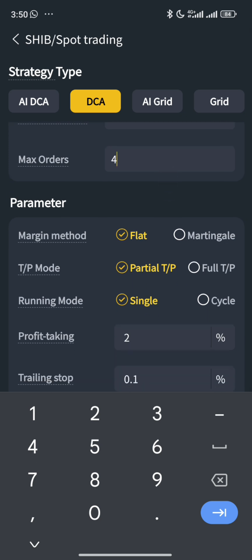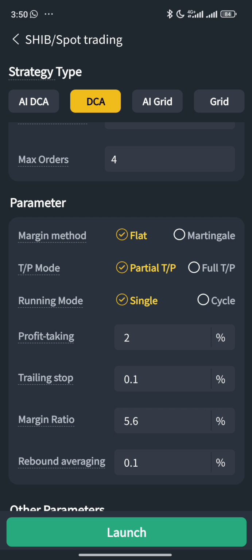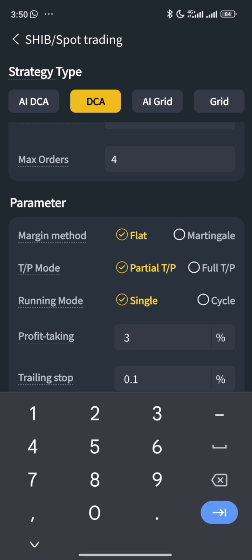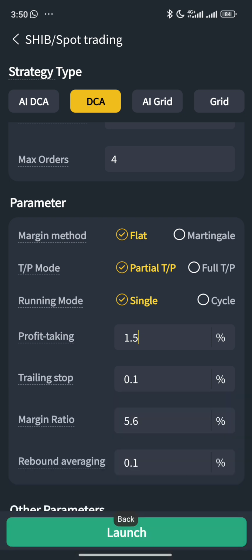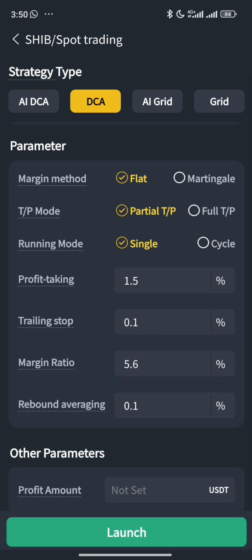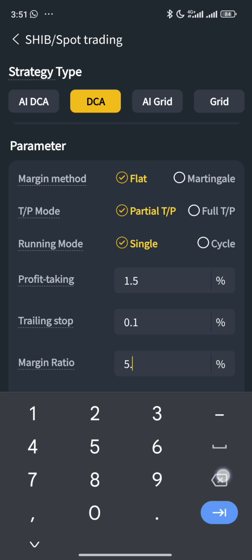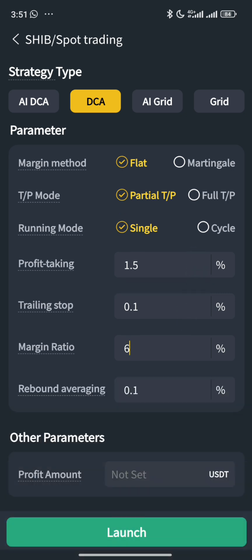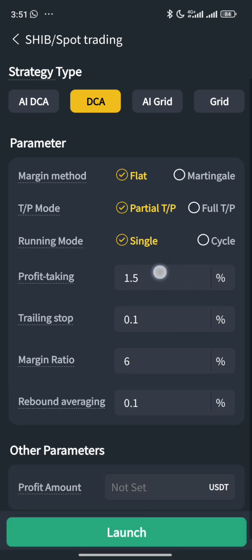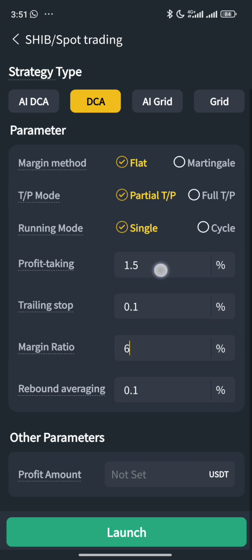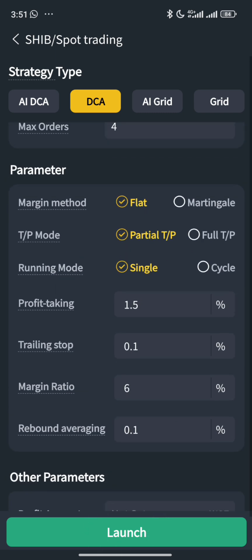Then the margin method will say use the flat. You put in flat, the TP mode, partial TP, the Robin mode, single. Now we also tell you the profit to take. It could be 3%, it could be 5%, it could be 1.5%. So just follow the signal, and we'll tell you everything else here, what to do. Even your margin ratio, we could tell you in the signal, and we will say, okay, use 6%. So everything will come in the signal. Once you follow the signal, just put in the values and hit launch, and that's it.